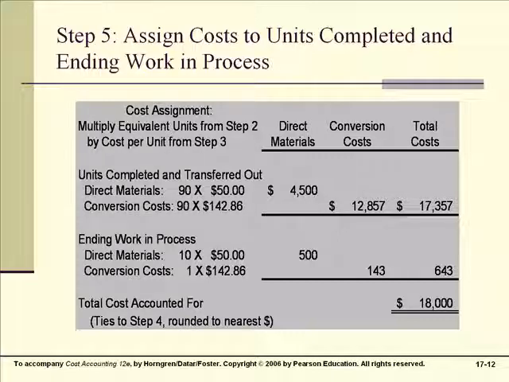For the ending work in process, we use the same rates that we've calculated per equivalent unit and multiply them times the equivalent units we have stated at that value. So we had 10 units of equivalent units at $50, and we had one equivalent unit at $142. So the total cost to account for, again, is the $18,000. And we've indicated which ones are completed and transferred out, and which ones remain in work in process.